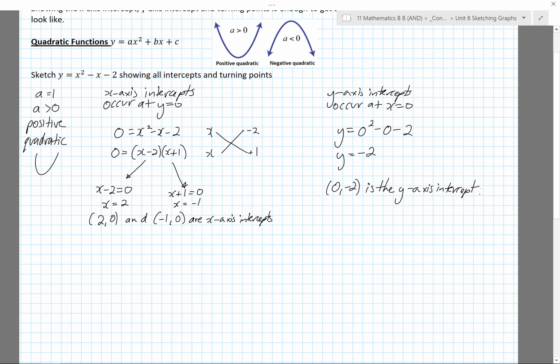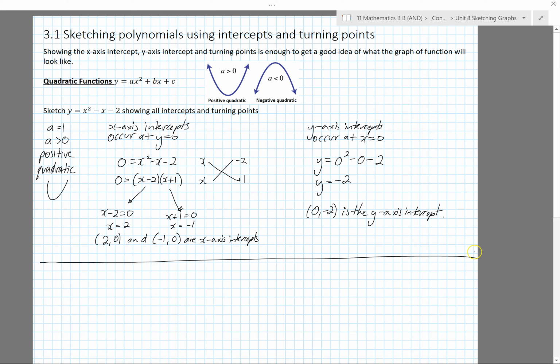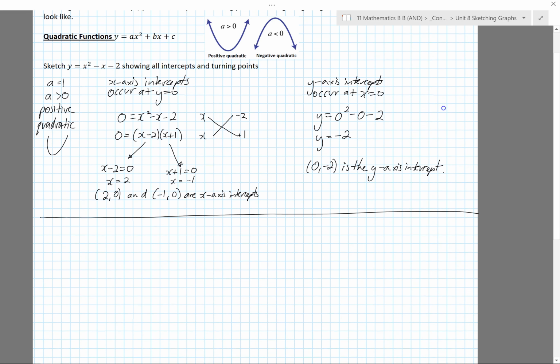Hopefully that didn't take you too long. Notice that I have 2 x-axis intercepts and only 1 y-axis intercept. Typically you'll have multiple x-axis intercepts, but only ever 1 y-axis intercept. So I found my intercepts. Those are 3 pieces of information that are going to go on the graph. So I can tick that off, showing all intercepts.